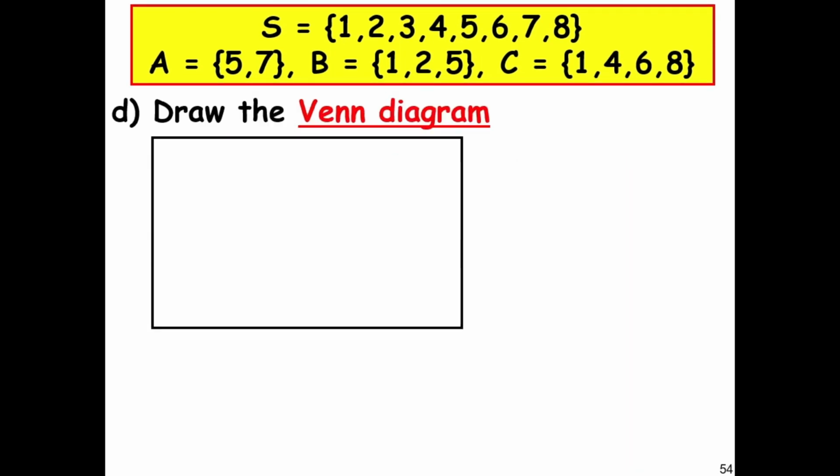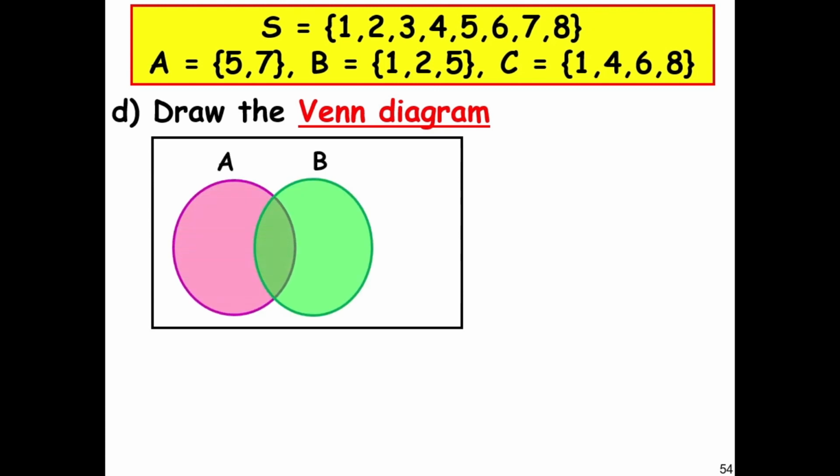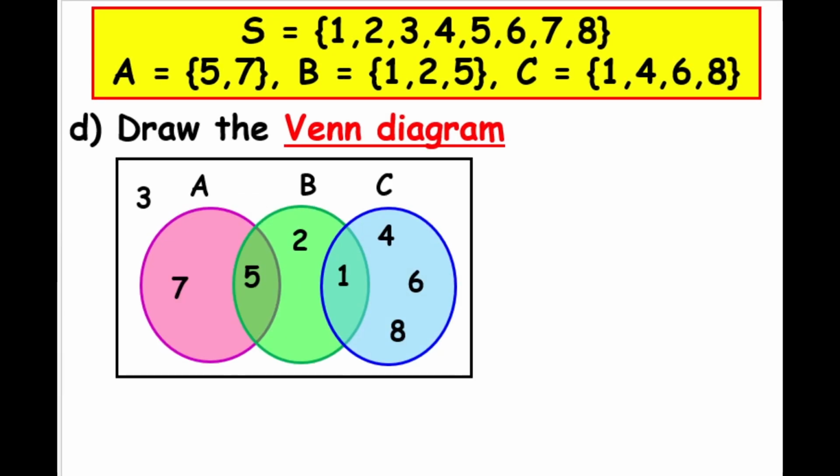Draw the Venn diagram. We draw a square first, then 2 circles for A and B. Let's insert the common element for both of them. We have 5 in the middle here, 7 just in set A, and 2 just in event B. Now let's focus on event C. Since 1 is the common element of both B and C, we put 1 in the middle between B and C. The rest of the elements, which are 4, 6, and 8, go inside set C. Lastly, we put 3 outside A, B, and C because none of them contain 3.